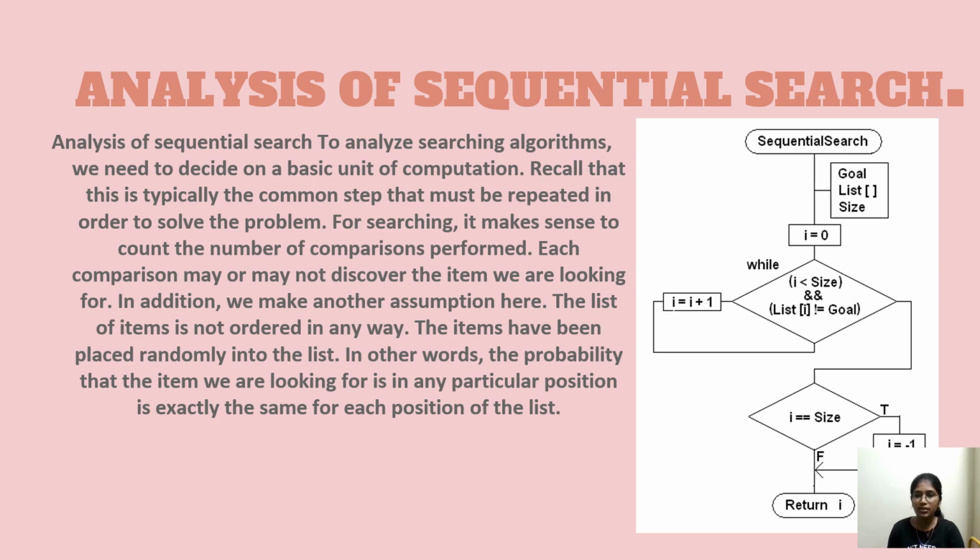The algorithm of sequential search: first we select the goal and list size. If I is equal to 0, we use a while condition: while I is less than size and list of I is not equal to goal, I equals I plus 1. If I is then equal to size, return not found. Otherwise, we return I.